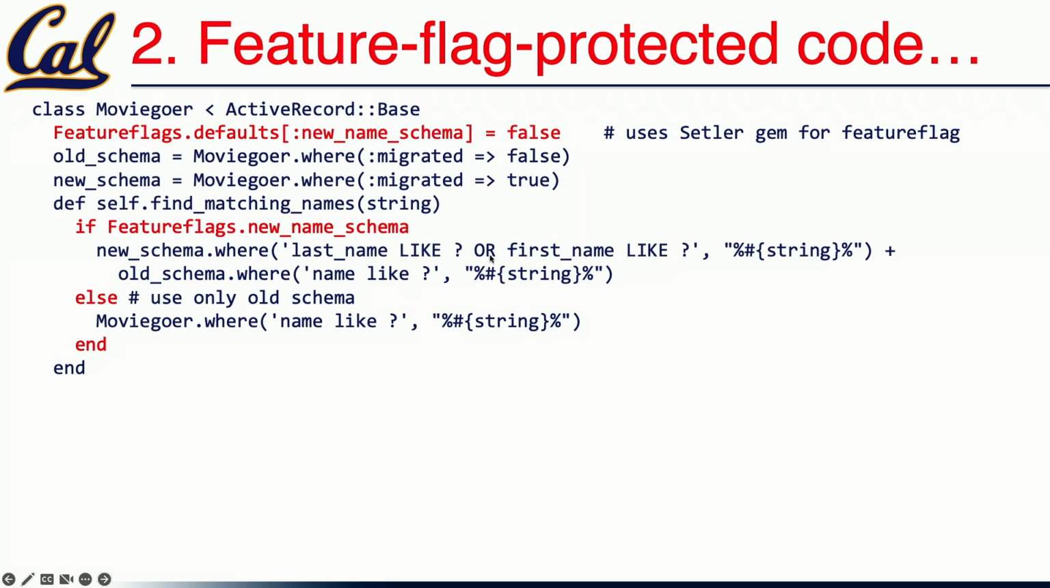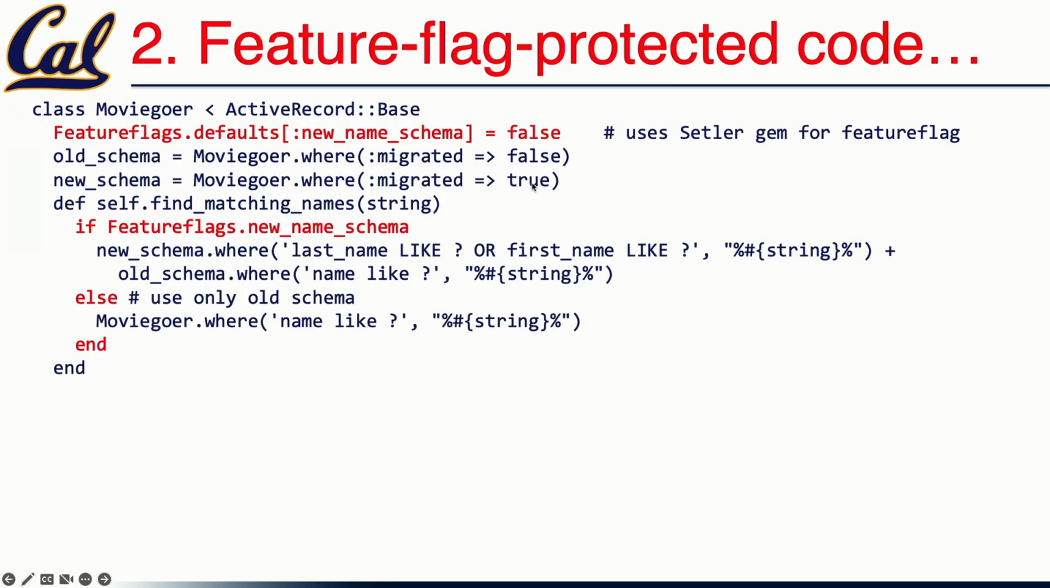So you could take my word for it that the logic in these find statements and the likes is correct. But the important thing here is we're going to set a feature flag and we're just going to call it new name schema. Basically, the feature flag is going to control which code path is used here, right? So if the feature flag is turned on, we're going to look for a new schema, which is any moviegoer whose migrated column is true.